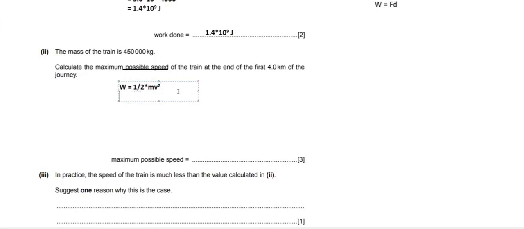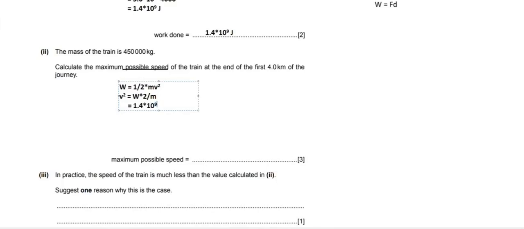So the v square will be equal to, if you make the v square as the subject here, it will be nothing but the work done multiplied by 2 divided by the mass. So if you make the v square as the subject, you will get 2 multiplied by the work done divided by the mass of the train. So here we know the work done value is nothing but 1.4 multiplied by 10 raised to 9 here.